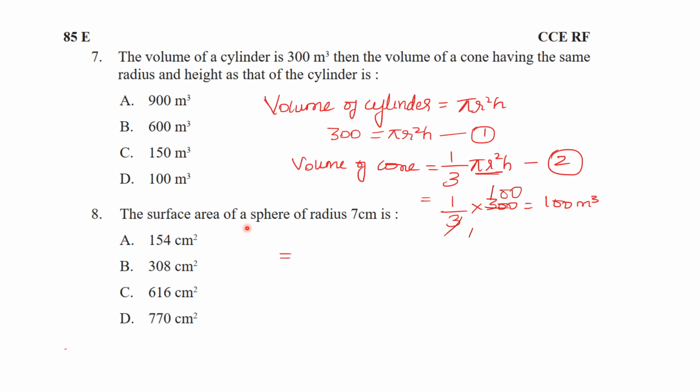8th one. The surface area of sphere of radius is 7 centimeters. So what is the formula for sphere? 4 pi r square. Substitute. Pi is 22 by 7. So r is 7. So 7 gets cancelled. So you'll get 88 into 7, so 616 centimeters square.